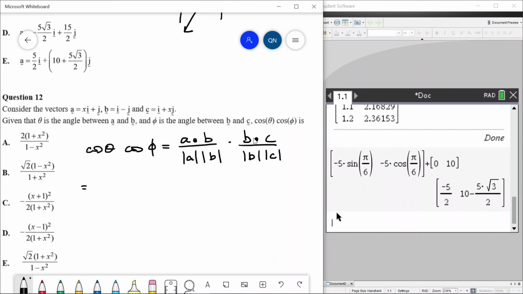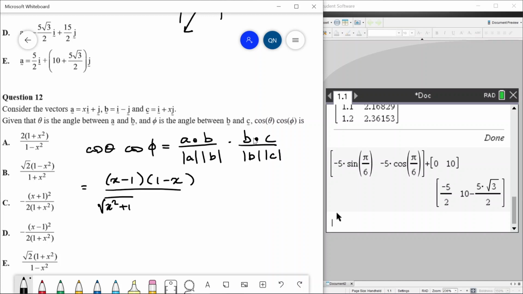So what is that going to give us? Well, what is A dot B? That's going to be x minus 1, I think. Yes, x minus 1. And B dot C, that's going to be 1 minus x, like so. What is the magnitude of A? Well, that's going to be the square root of x squared plus 1, just Pythagoras there.